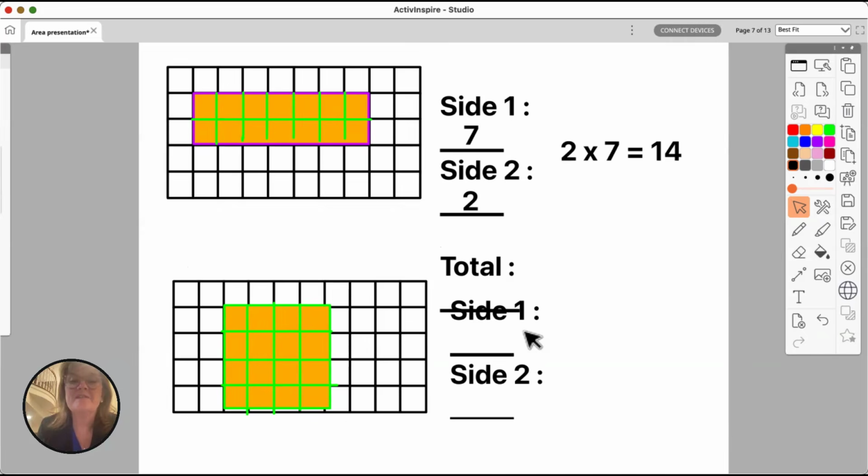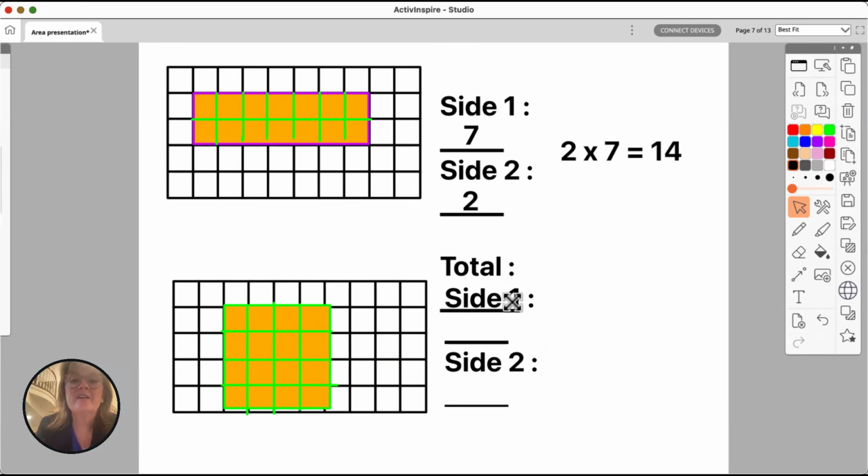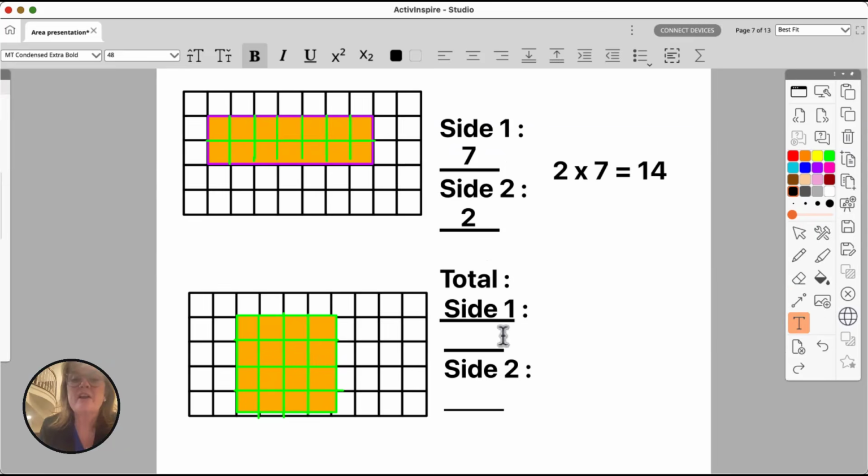All right, let's see what we have down here. For side 1, we have 1, 2, 3, 4. And for side 2, we have 1, 2, 3, 4. This is a square. So both sides are 4, right? We got 4 here and we have 4 here. So what do you think our area is? We would say 4 rows of 4 equals 16. So our area is 16. And we could count to be sure. 4, 8, 12, 16. We could use our multiples.